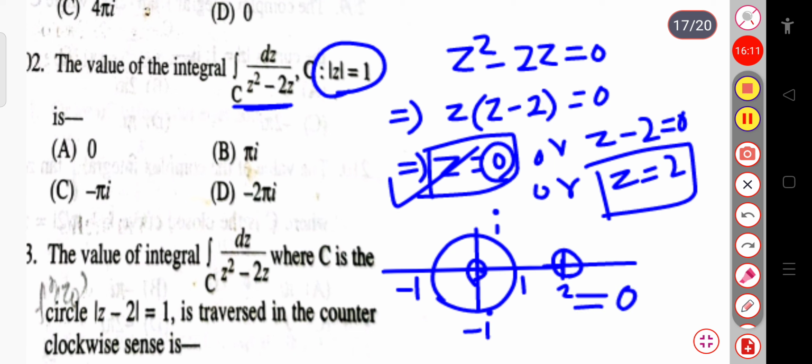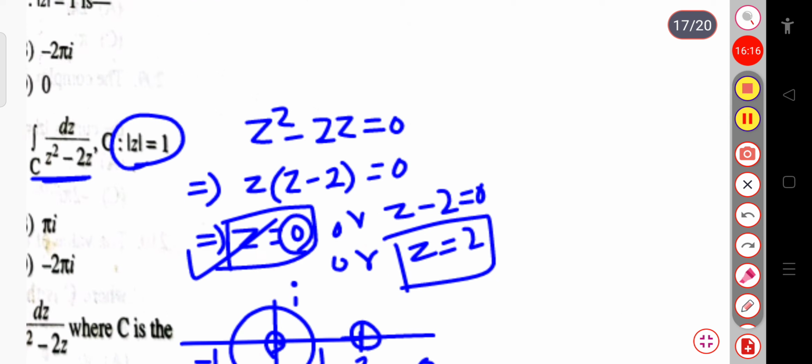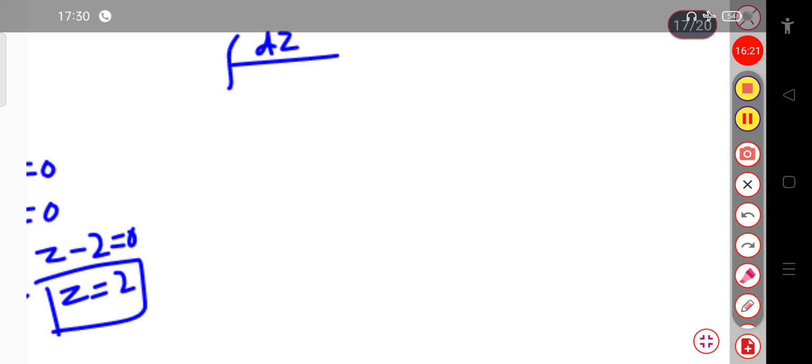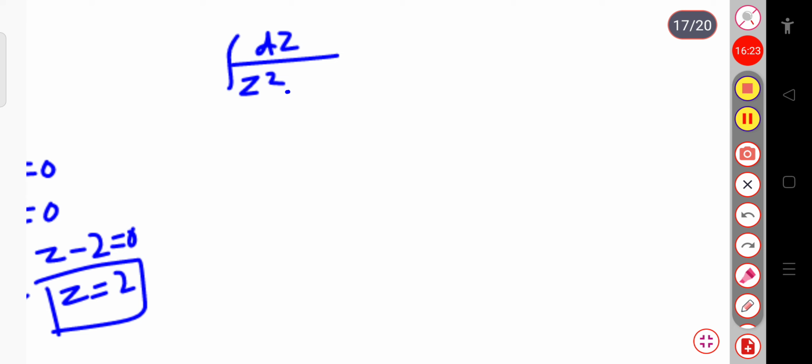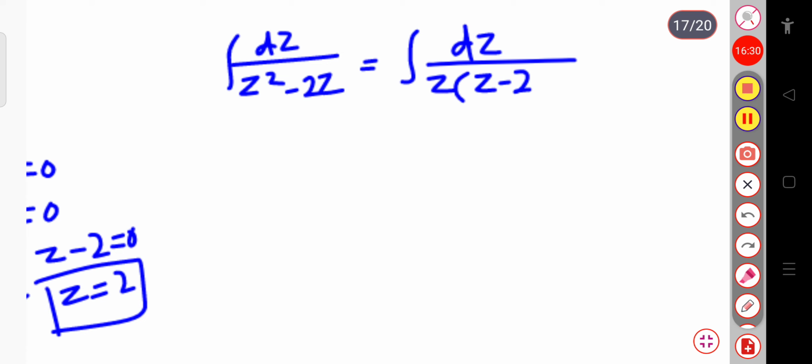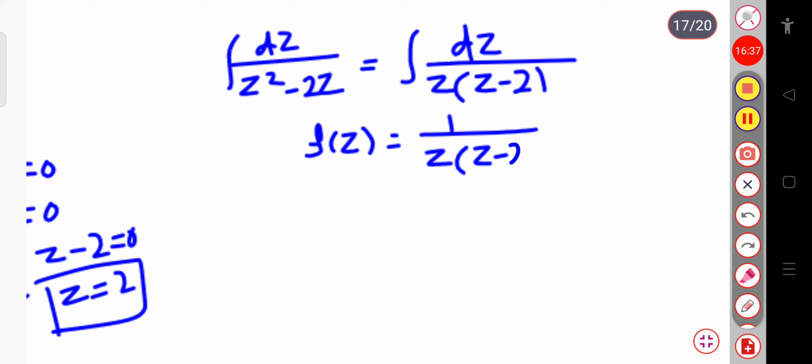Now if I calculate for this point, let me write first. The integration is dz divided by z square minus 2z. So this can be written as the integration of dz divided by z into (z minus 2). Now here the function is f of z equal to 1 by z into (z minus 2). First of all you have to calculate the residue of the function at z equal to 0.